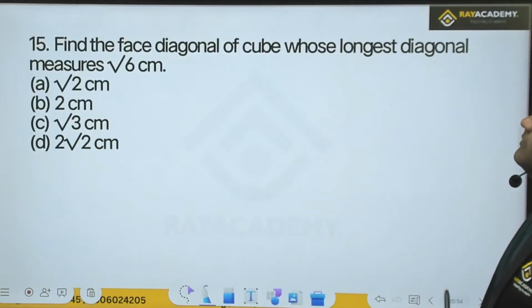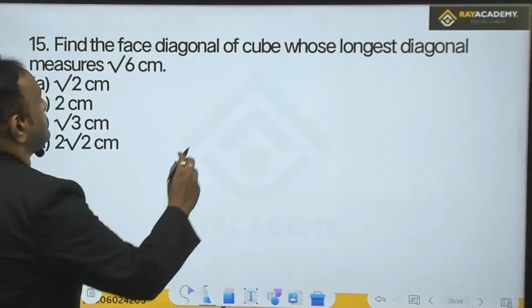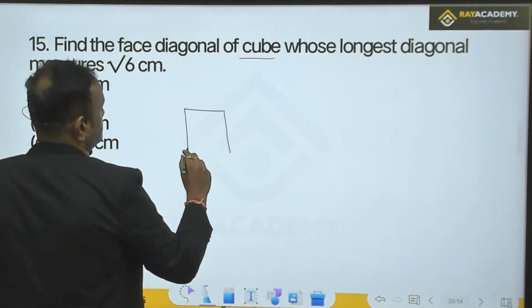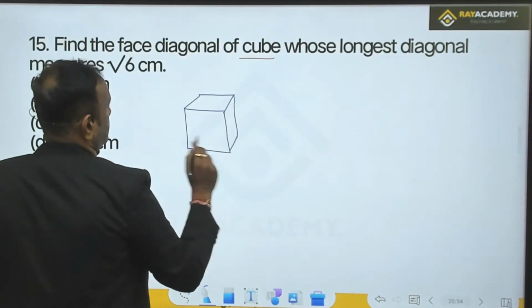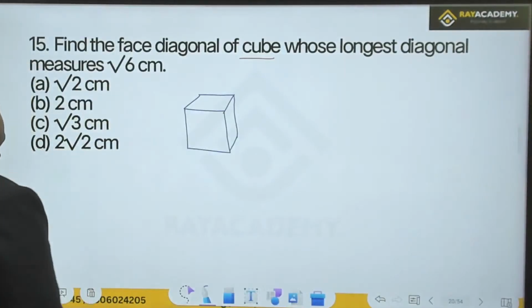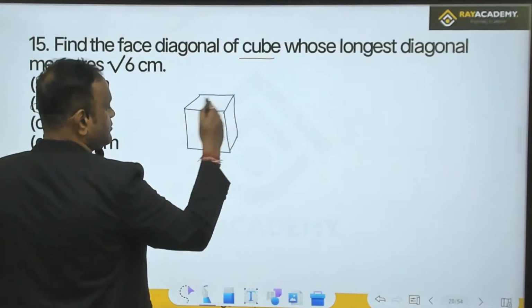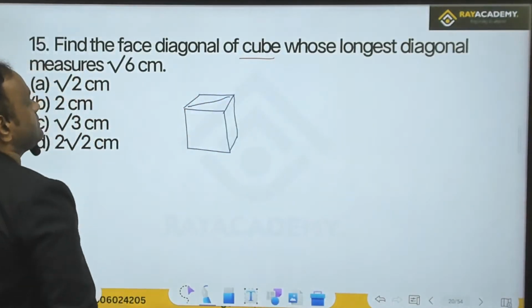Next, question number 15. Find the face diagonal of a cube whose longest diagonal measures square root of 6. What is a cube? A cube is something like this. This is a cube. Face diagonal means what? How many faces are there for a cube? There are 6 faces. So each face, suppose, this is the face diagonal.